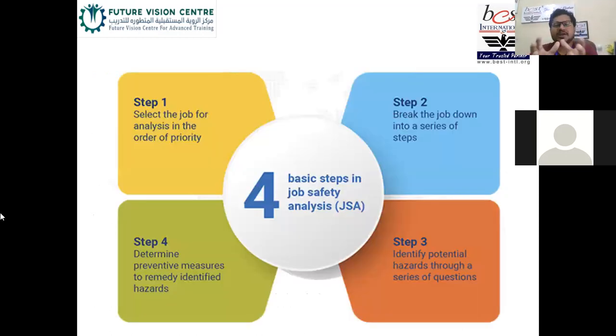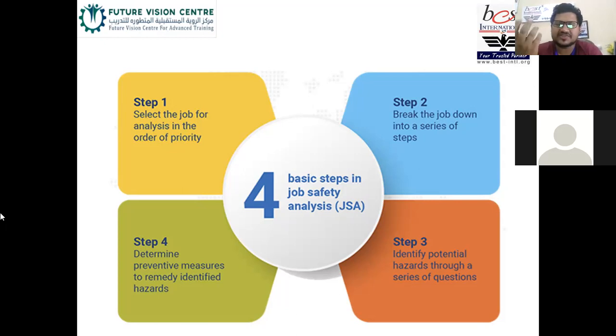So I have elaborated in 4 easy steps just for your better understanding. Even though you guys are experienced, I'll still try to elaborate in a very simple way, because creating complications, everyone can do it, right? But making things easy should be our key area of focus. So step 1 is you need to select the job for analysis in the order of priority. This is your number 1 step. And step 2, you need to break the job down into a series of steps.